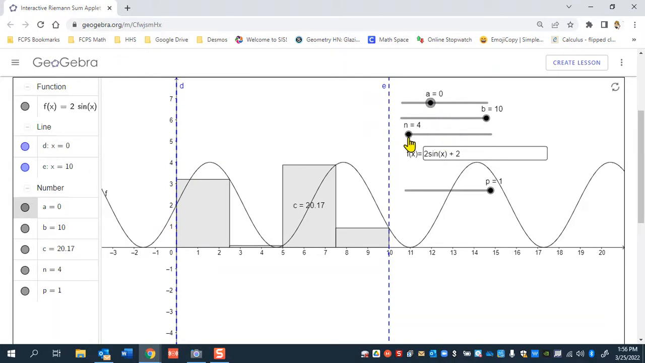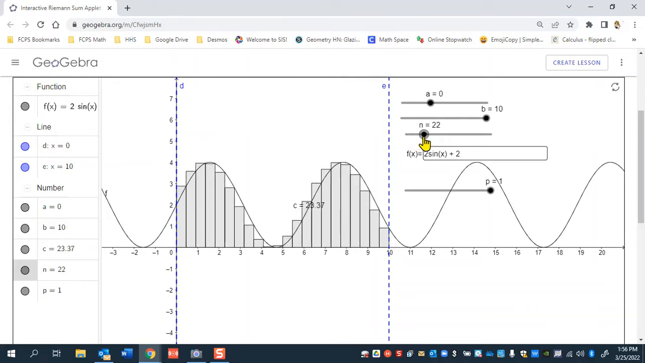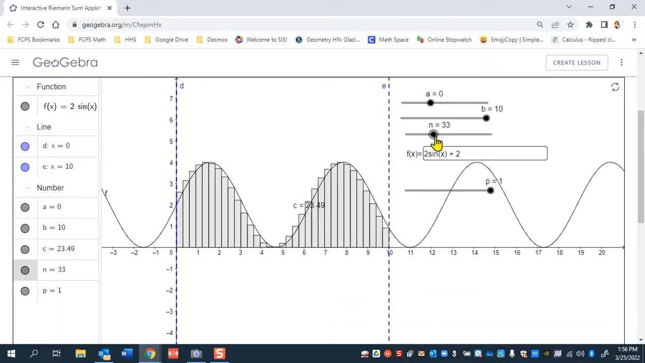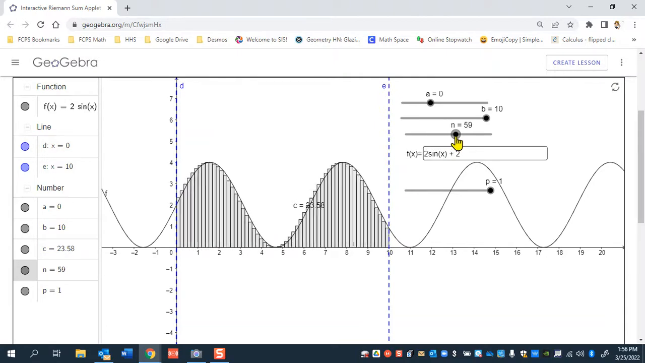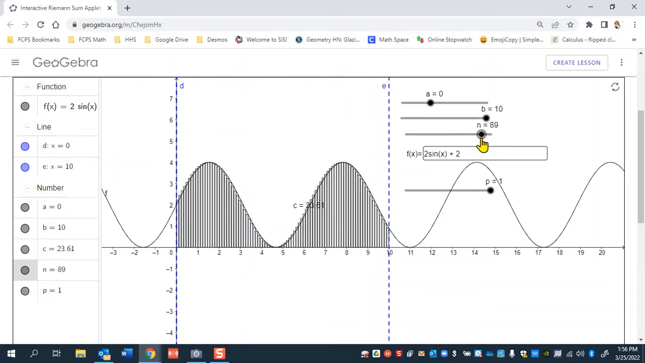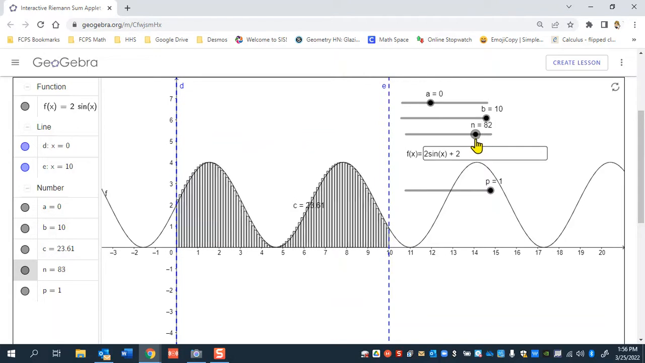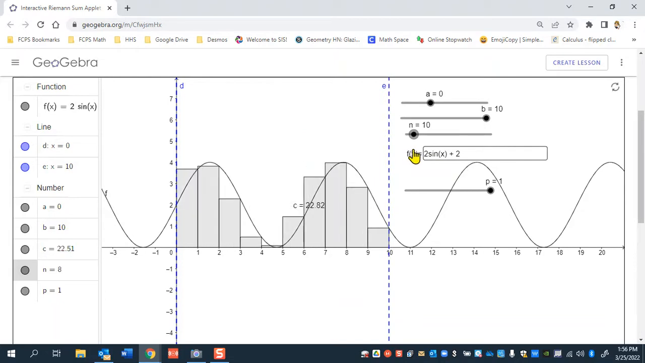All right, so N is going to represent how many little rectangles I draw. Notice the more rectangles I draw, the more accurate I'm able to get that area. If I continue to draw rectangle after rectangle, notice I'm pretty dead on with my area. If I go all the way back, the lowest it lets me do, there's one rectangle. How accurate is that? And then I can continue drawing rectangles.